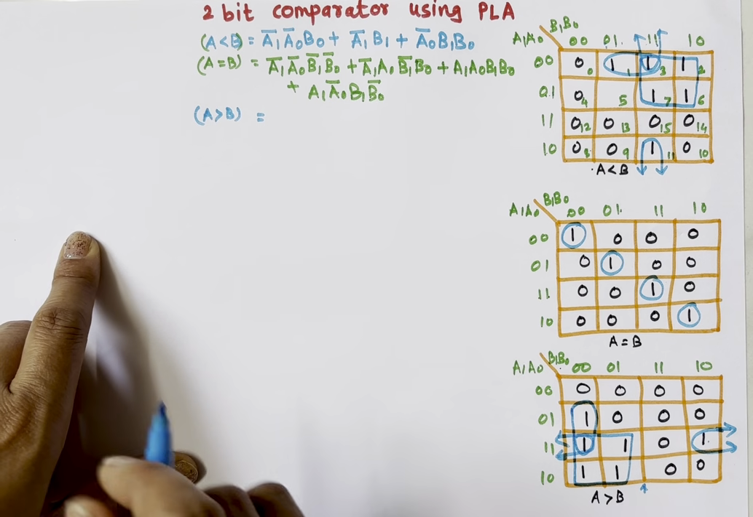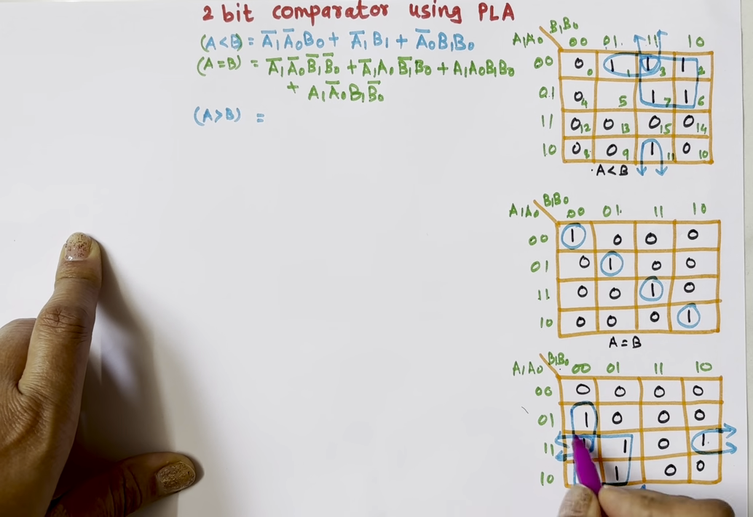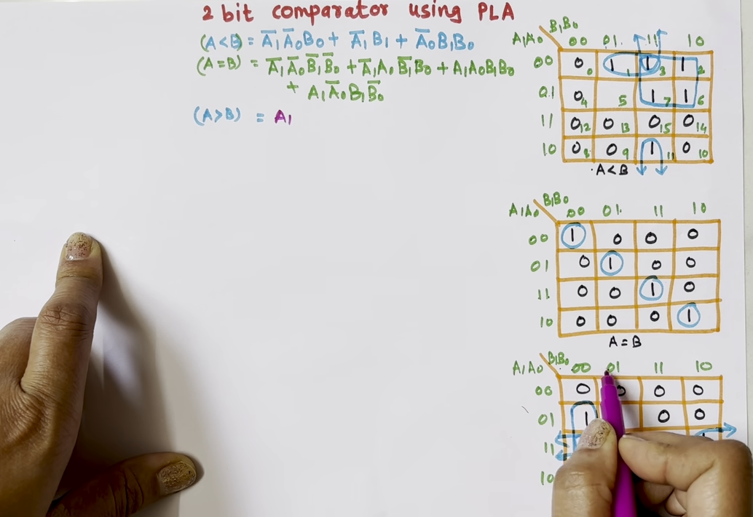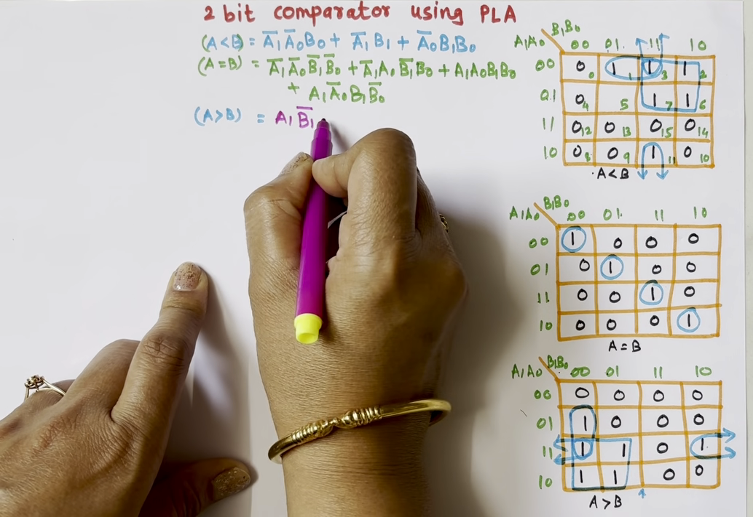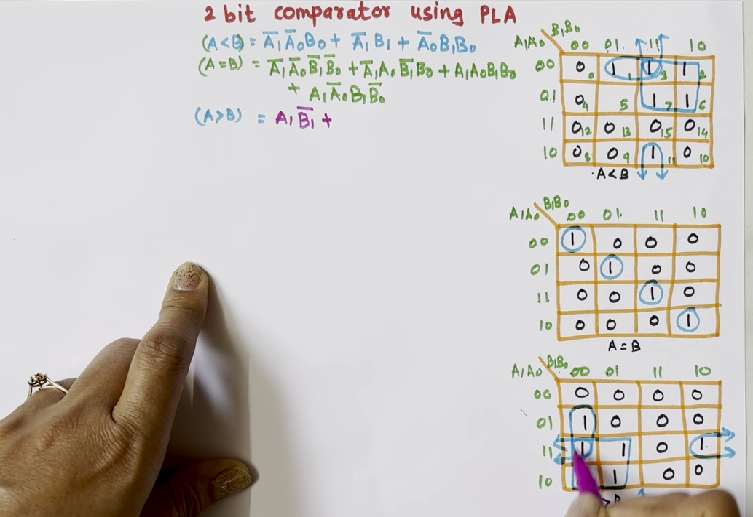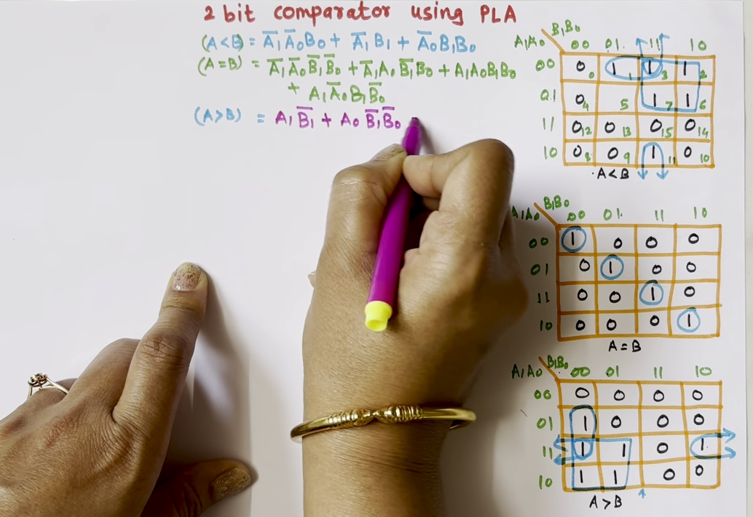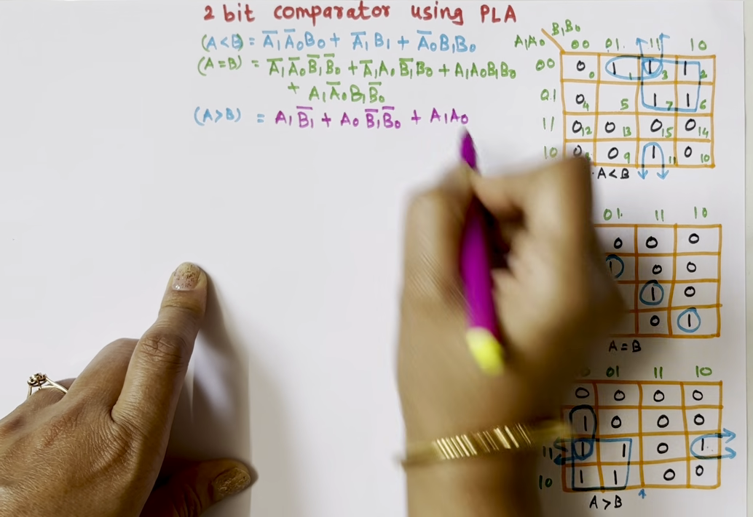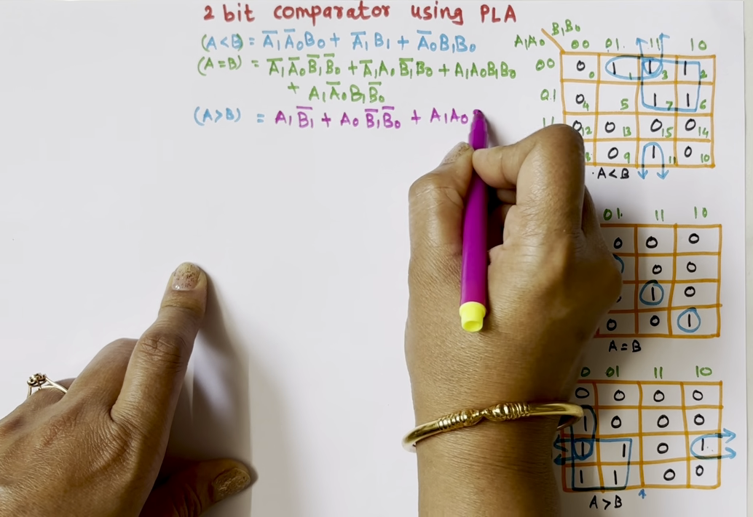So for the first quad, the equation is, here what you can see, A1 is common, it is 1. So A1, and here B1 is the same, 0. A1, B1 bar. Plus, for this vertical pair, it is A0, B1 bar, B0 bar. Plus, for this pair, it is A1, A0. And what is common in these two? B1 is 0, 1, so we can't take B1. B0 is 0, 0, so B0 bar.